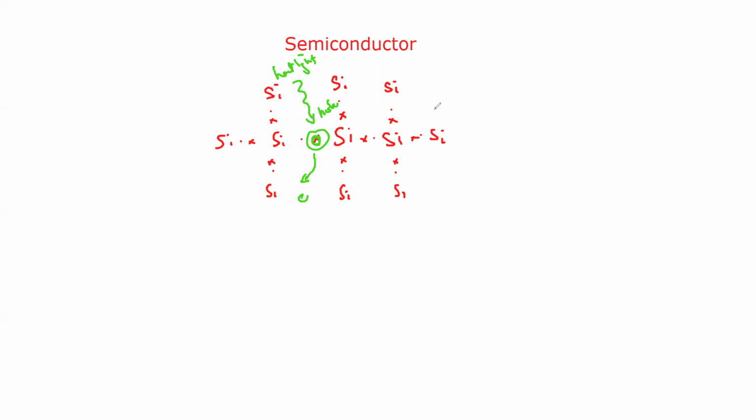Vacancy of electron means the electron should be there, but it is not there. It's not present. This electron, because of the energy, is coming out. And when this electron comes out, the structure does not break down, only the bond breaks down.